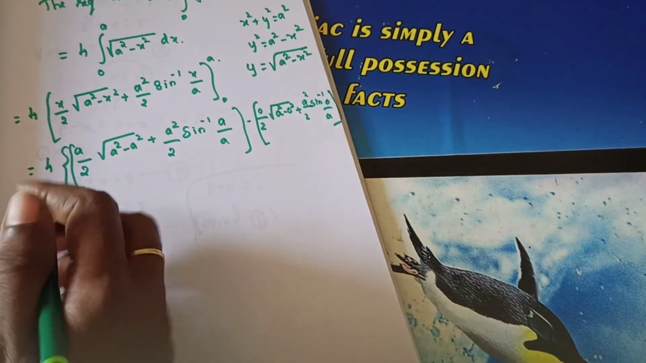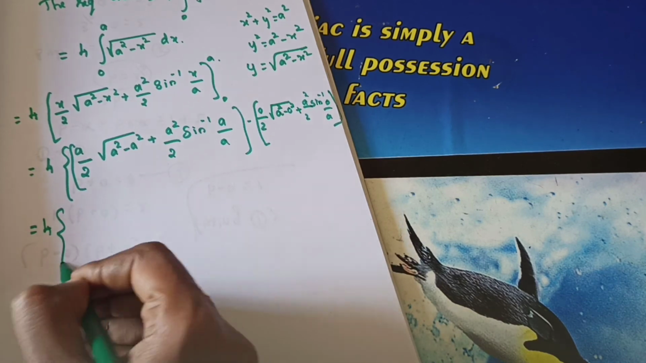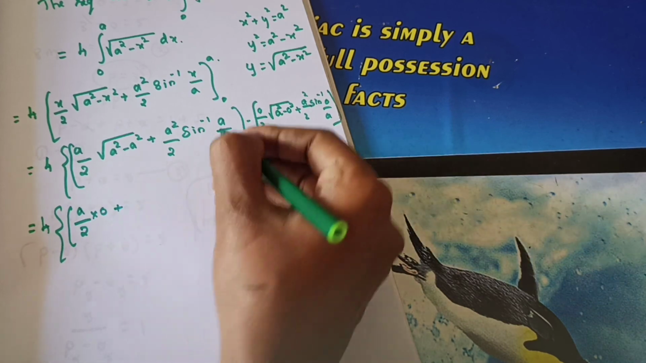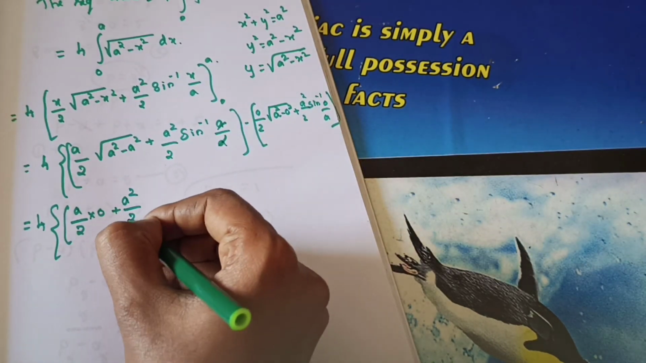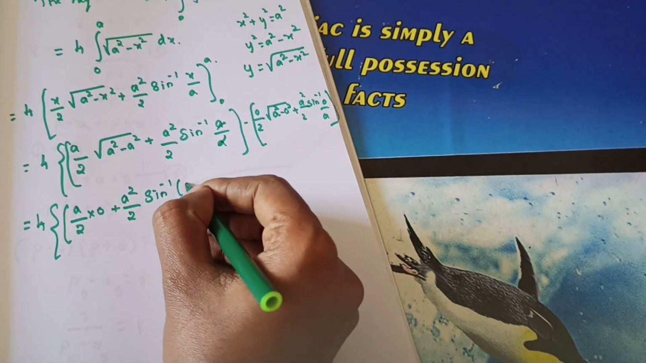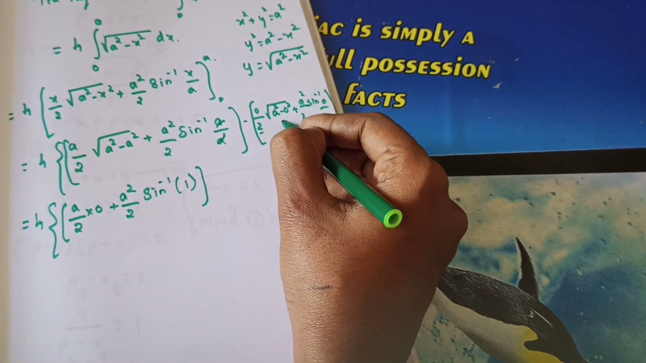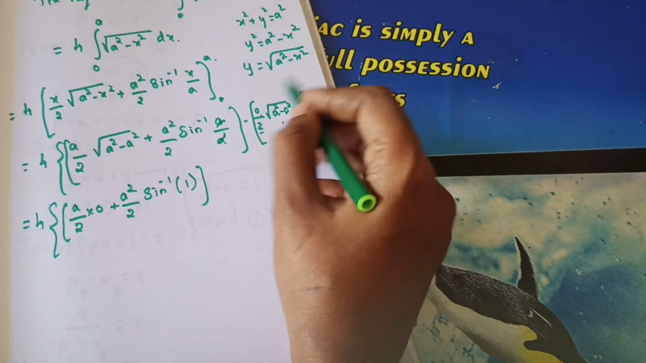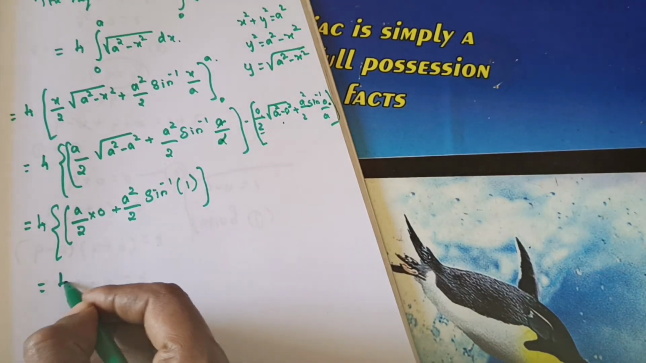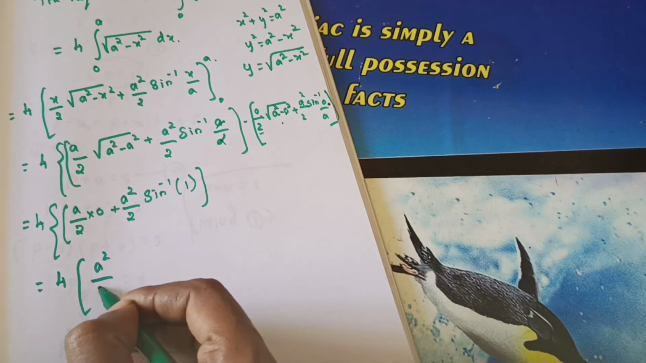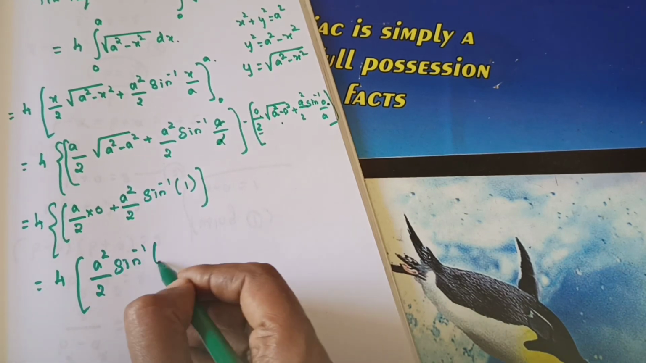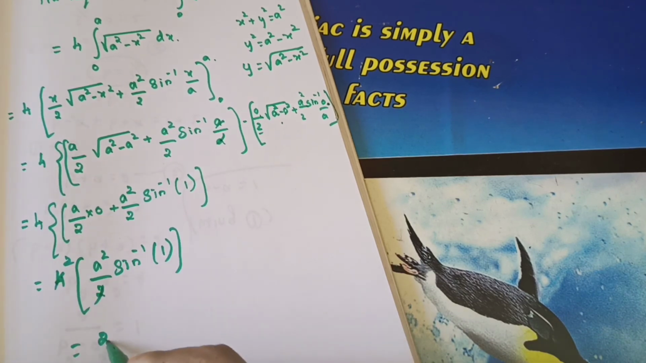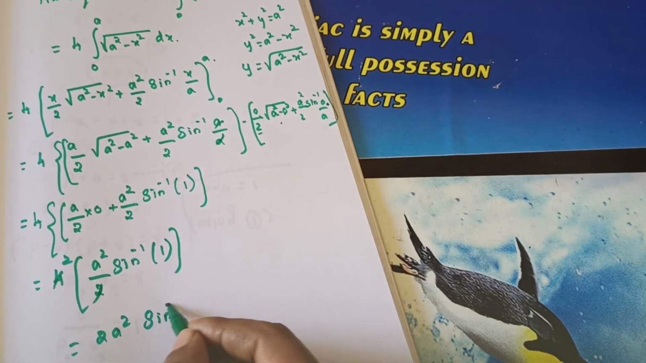Okay, simplify. That's equal to 4 into a by 2 into 0, is it right? Plus this one, a square by 2 sine inverse of 1. Here this term will be 0. 0 into something is 0. Sine 0, what's the value? 0. So this whole term also will become 0. That's equal to 4 into a square by 2 sine inverse of 1. Here you can cancel, so 2a square sine inverse of 1.